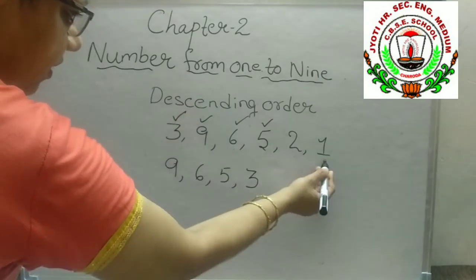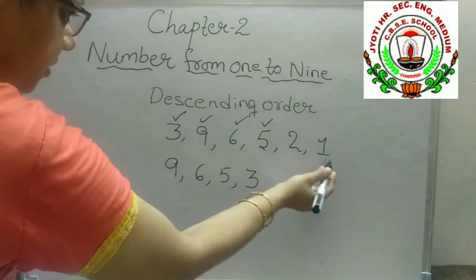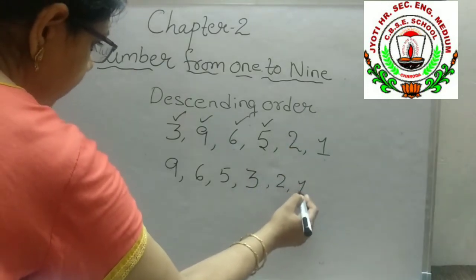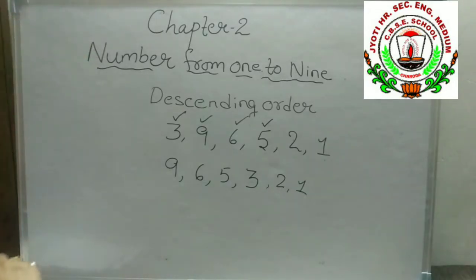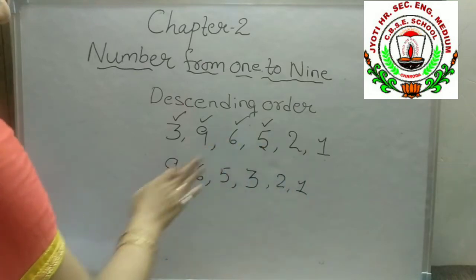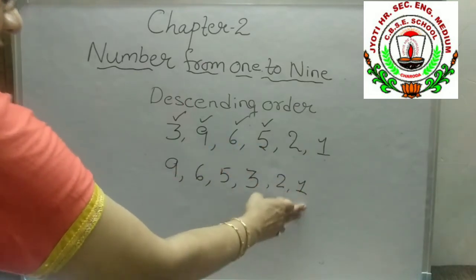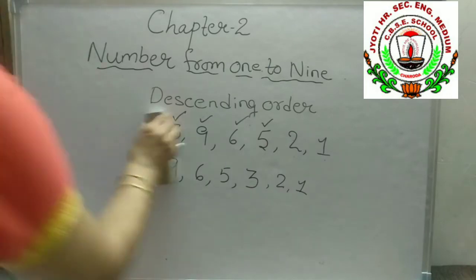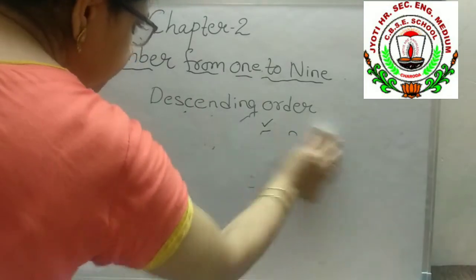Now in 2 and 1, which is bigger? Which is bigger, students, 2 or 1? It is 2. So we will write 2 and then 1. Thus we have arranged the numbers from bigger to smaller. 9 is the biggest number and 1 is the smallest number. Let us take one more example.